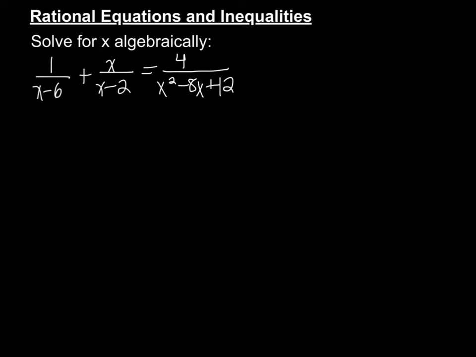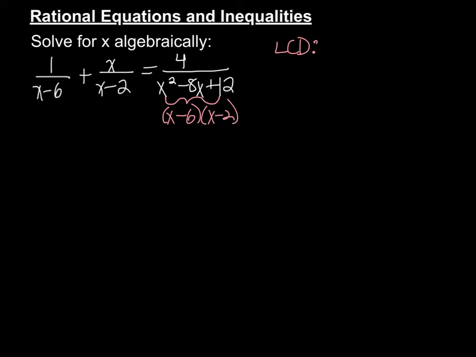Rational equations and inequalities. To solve for x algebraically in this rational equation, we need to first determine what the least common multiple or the least common denominator is of all of the fractions that we see. In order to do that, it would be easiest to factor everything first. So if I were to factor this denominator, it would factor into x minus 6 times x minus 2.